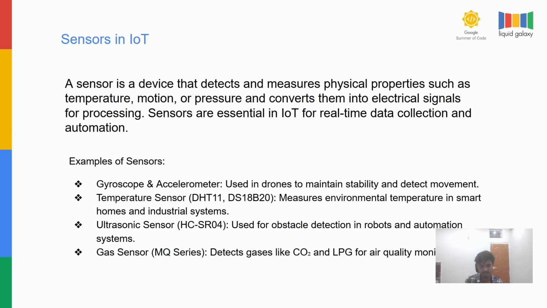Ultrasonic sensor, used for obstacle detection in robots and automation systems. The ultrasonic sensor, the DHT11, all these sensors are quite useful. Like the ultrasonic sensor, you can use it to measure the distance between objects also. Or the gas sensor detects gases like CO2 and LPG for air quality monitoring. All this data, you can store in some Firebase, or you can use it directly with some actuator and perform some action and automate this thing.